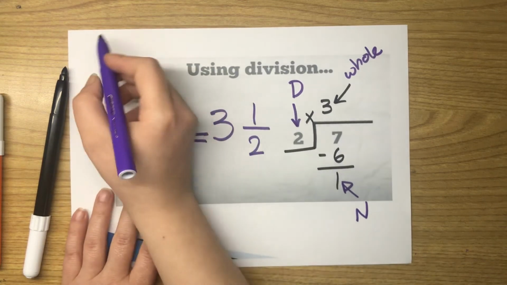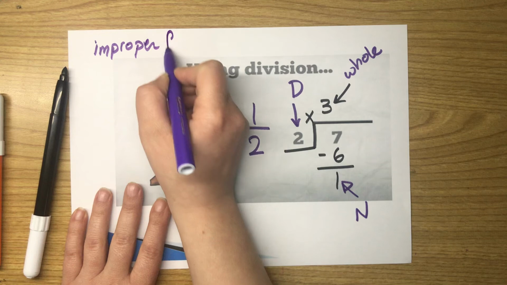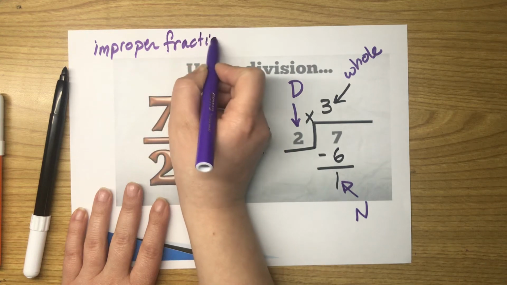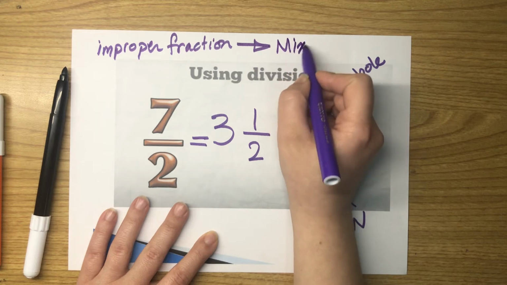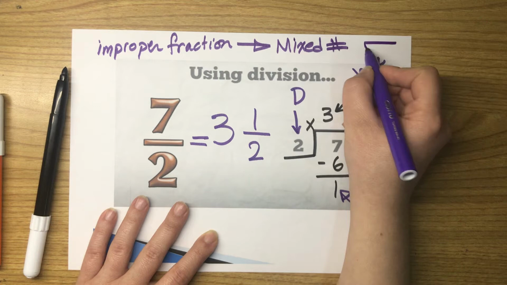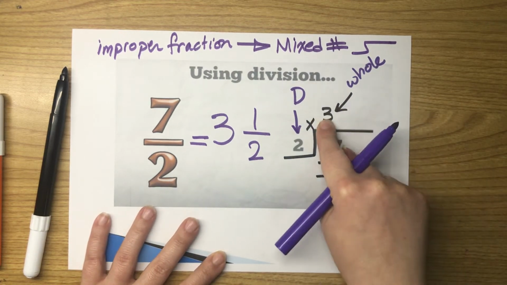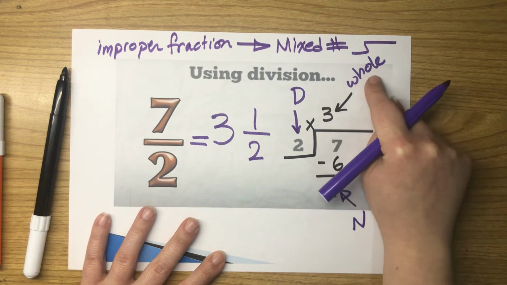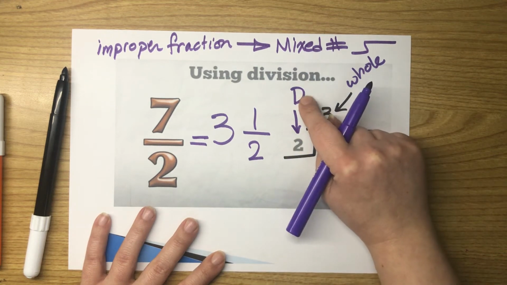So changing an improper fraction to a mixed number, we have to use what? Long division. The number here, the answer, the quotient, is going to represent the whole number. The divisor is going to be the denominator.